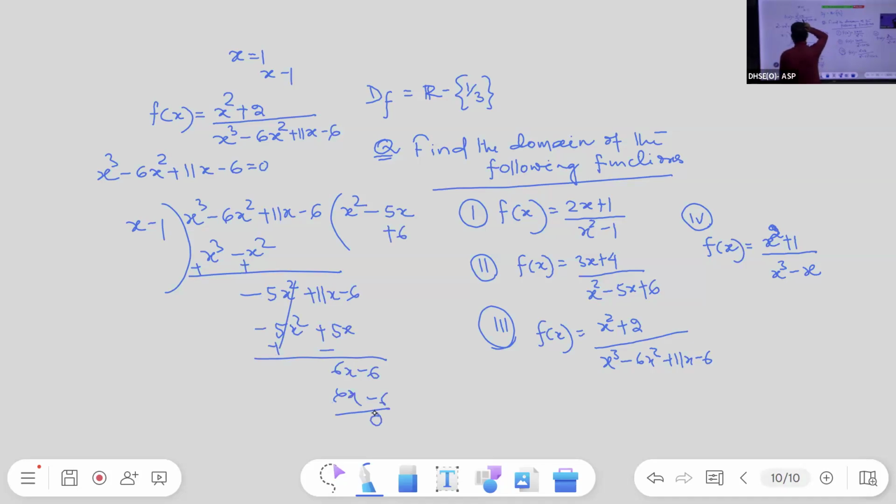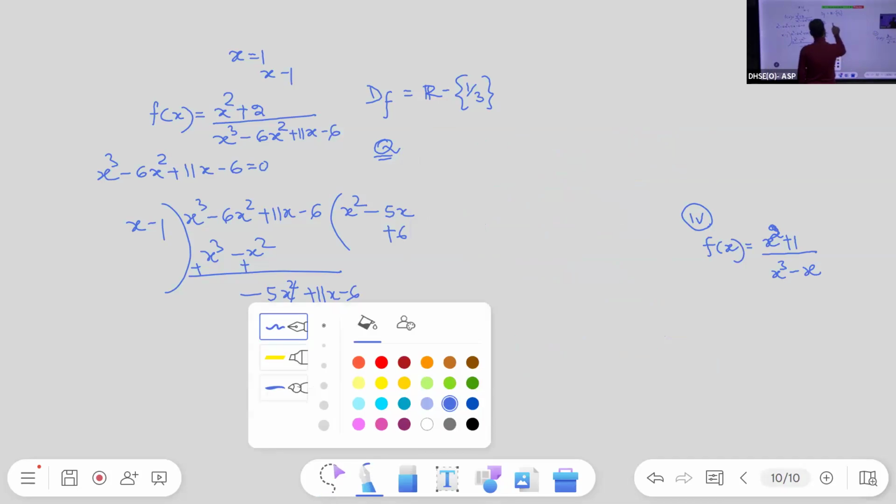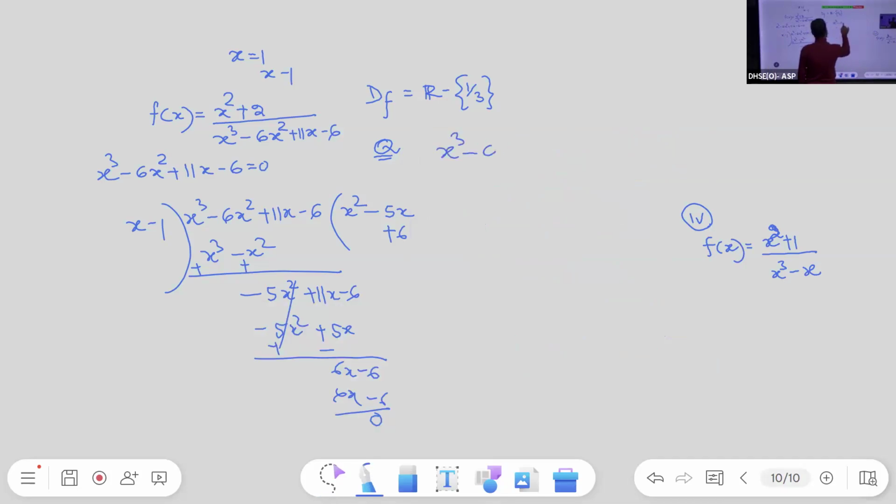So x cube minus 6x square plus 11x minus 6, if we divide it by x minus 1, the quotient is x square minus 5x plus 6 and the remainder is 0. From division algorithm, you know that dividend is equal to divisor into quotient plus remainder. So we can write x cube minus 6x square plus 11x minus 6 is equal to x minus 1 into x square minus 5x plus 6.